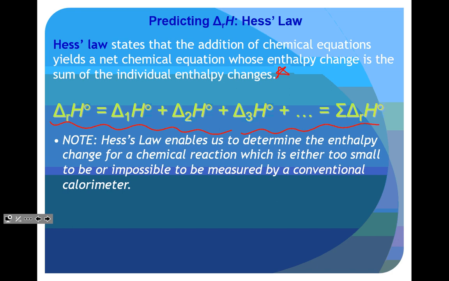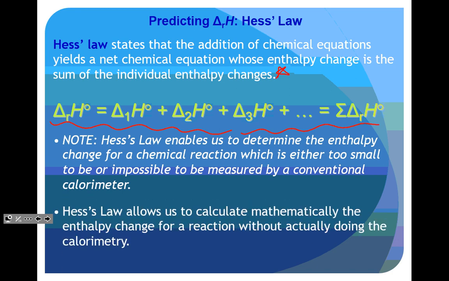So here's a note. Hess's law enables us to determine the enthalpy change for a chemical reaction, which is either too small to be measured or impossible to be measured by a conventional calorimeter. Cool. So basically they're saying if you don't have a calorimeter, there are different ways of finding the change in enthalpy of a reaction. Hess's law allows us to calculate mathematically the enthalpy change for a reaction without actually doing the calorimetry. Cool. So here's our mathematical formula, which seems really long.